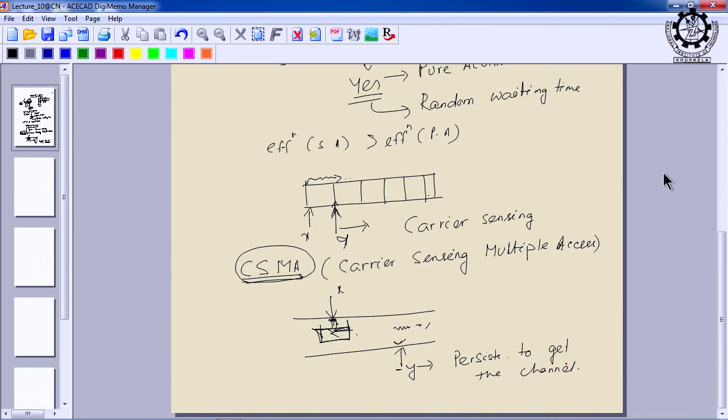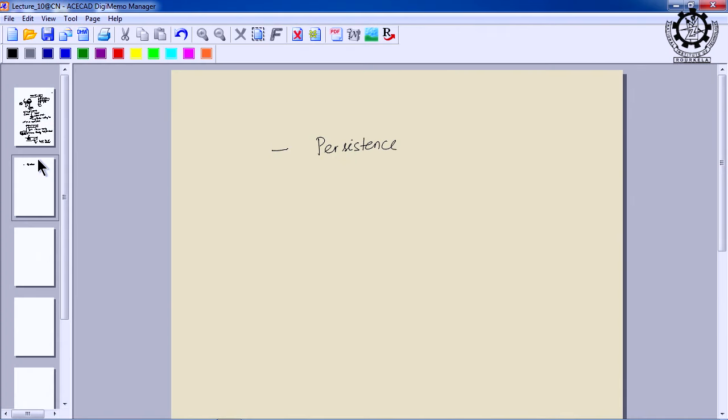So, how does it persist? Depending on that, CSMA protocols are classified into two types of MAC protocols: the persistence and non-persistence CSMA protocols. Again, the persistence is classified into 1-persistence and P-persistence.